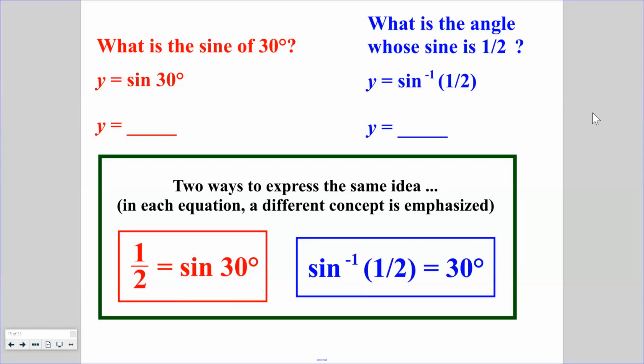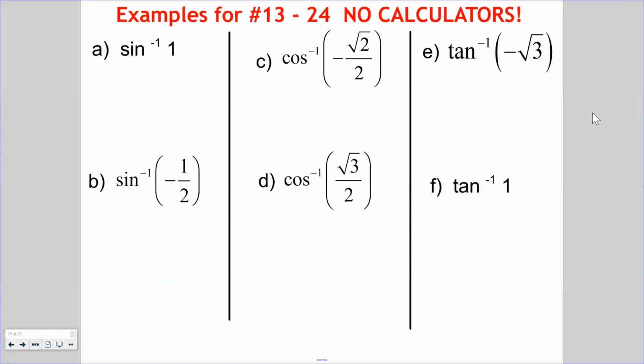Okay, so let's do a couple of examples. Stop me if you guys have questions. Your homework for tonight, numbers 13 through 24. So again, you guys are doing only the odds. So 13 through 23, you're going to do like these examples with no calculator.